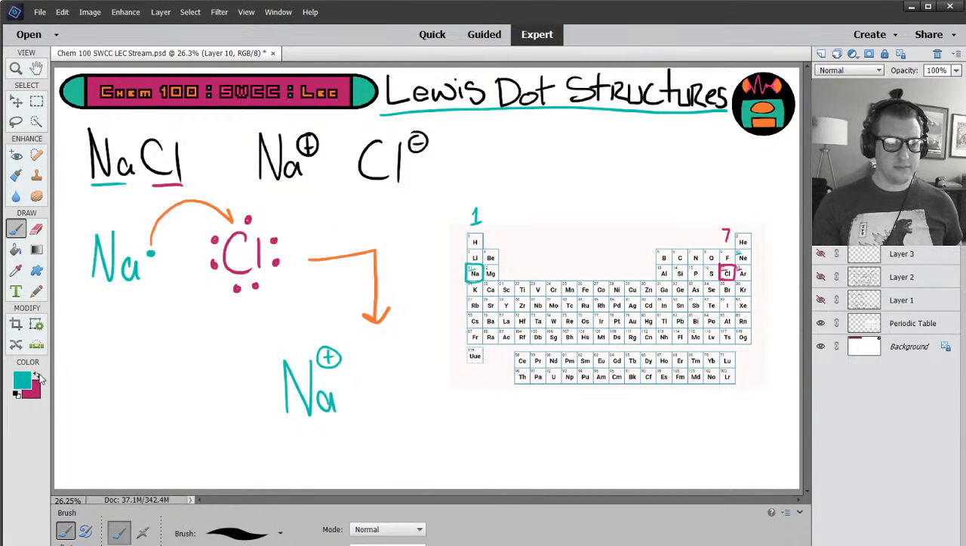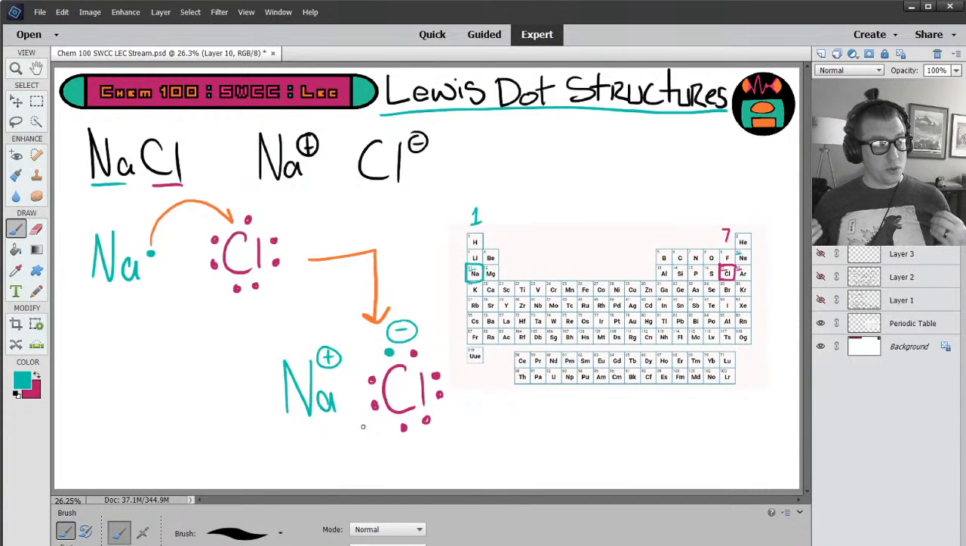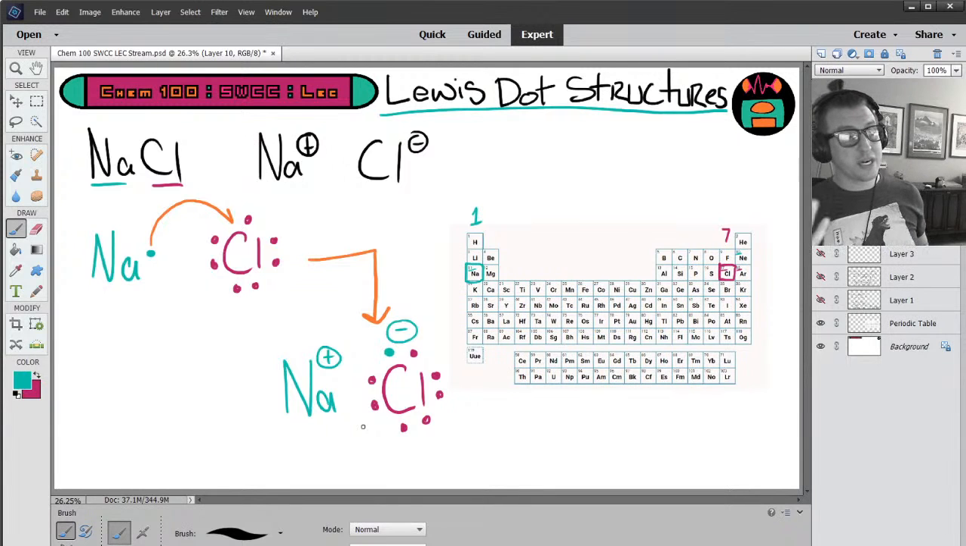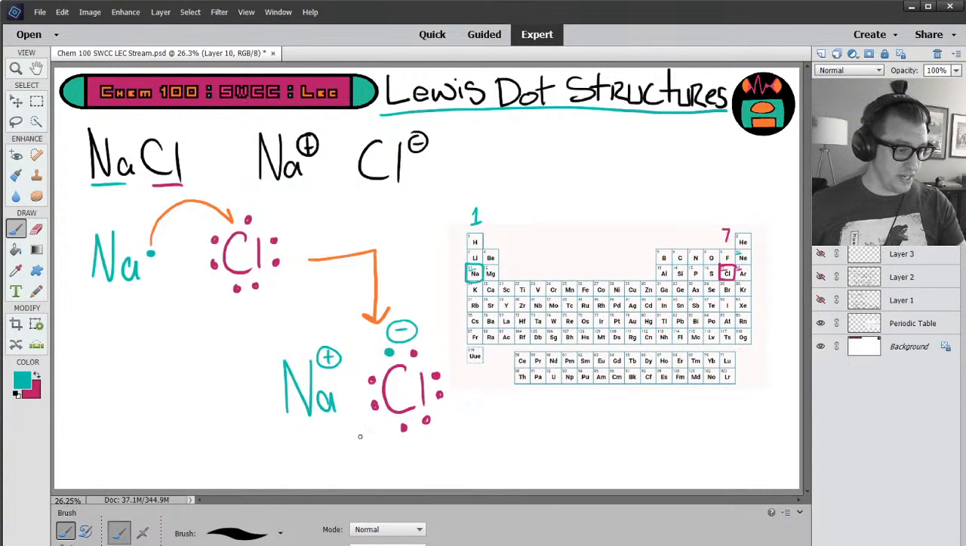What happened to chlorine? Well, chlorine had 7 electrons. I should say 7 valence electrons. It gained an extra negative particle, so now it is negatively charged. So that is how the molecule sodium chloride forms. You've got a sodium atom that wants to lose an electron. You've got a chlorine atom that wants to gain an electron, and the two work out a mutually beneficial situation.